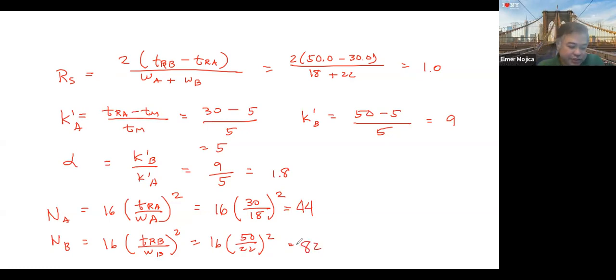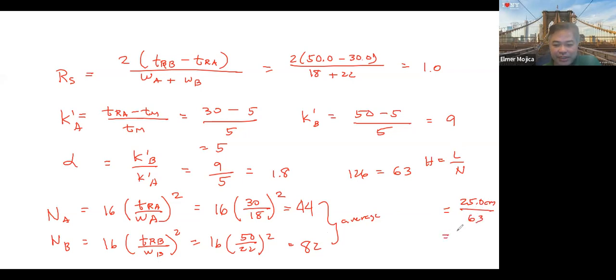Now, what are we going to use to get the height? Because this is just the theoretical plate, so we're going to get the average. So anong average niyan? 44 plus 82, that will give me around what? That's a 6. And then a 12. So that will give me around 63. And then from that, I can have the relationship H equals L over N. So what is the given length? 25 centimeter. And then the N is equal to 63. So that means I have around 0.40.